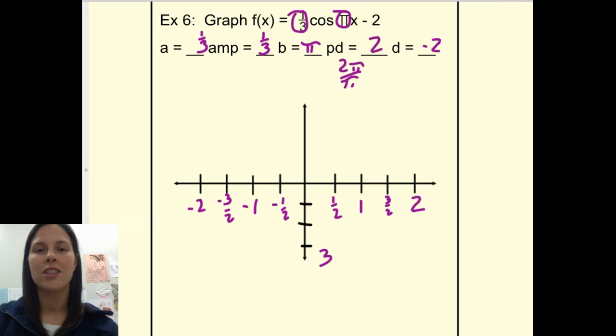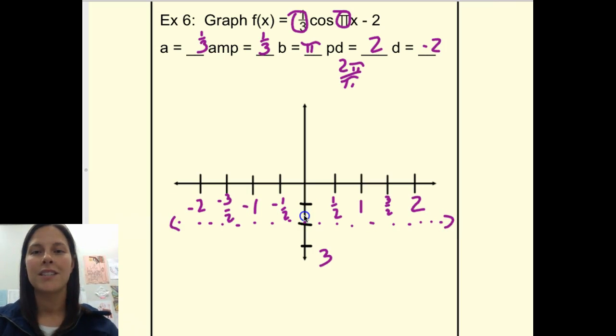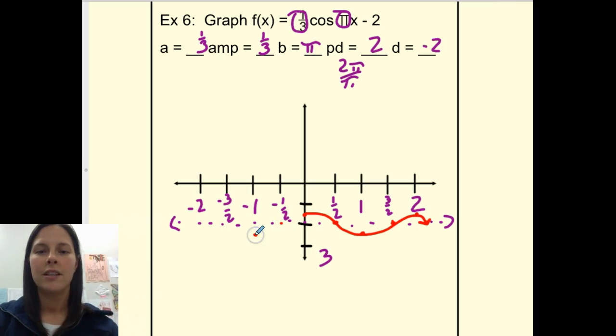Once again, I'm going to sketch in that principal axis, or where we're going to land when we're at the 0 part for our cosine function. We had a shift down 2, so that's our new principal axis. Cosine starts at its maximum, so I'm going to go up 1/3, back to 0, down 1/3, back to 0, up 1/3. Doing the exact same thing off to the left, down to 0, down 1/3, back to 0, up 1/3.